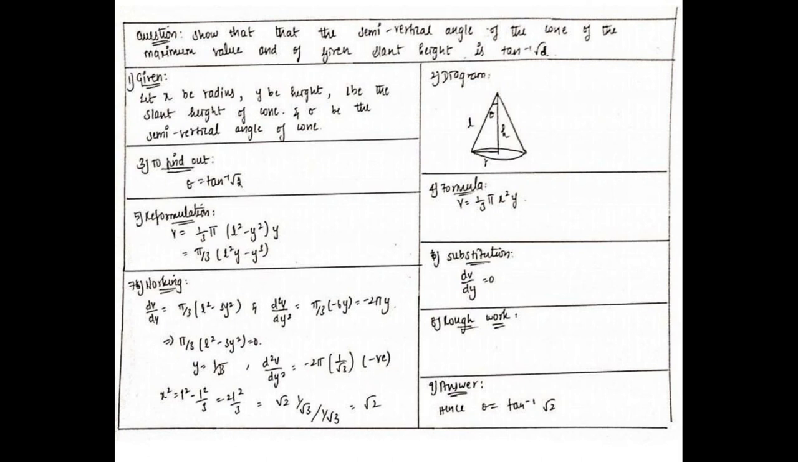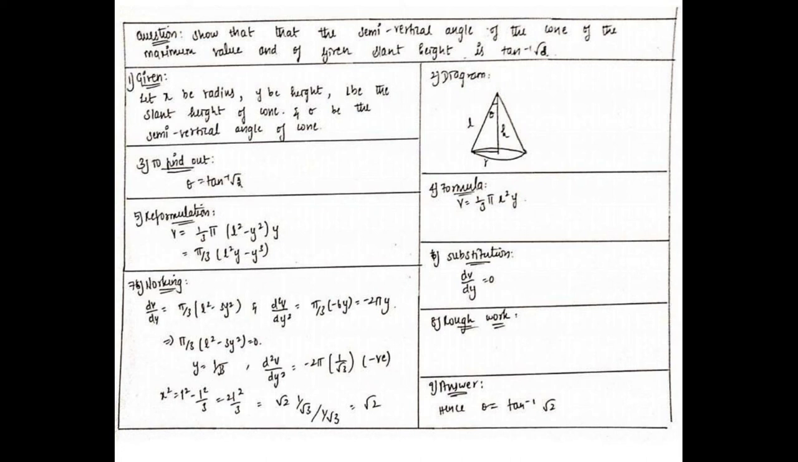Question number 6. Show that the semi-vertical angle of the cone of maximum volume and of given slant height is tan⁻¹ root 2. Given: let x be the radius, y be the height, l be the slant height of the cone and θ be the semi-vertical angle of the cone. To find: θ is equal to tan⁻¹ root 2. Formula: volume is equal to 1/3 πx²y. Reformulation: V = 1/3 π(l² − y²)y, which is equal to π/3 (l²y − y³).